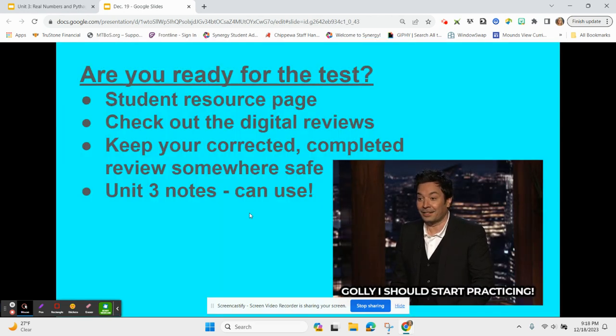So use your time safely. Are you ready for the test? You're going to complete your review. You're then going to go to the student resource page and you are going to correct that review. Keep it somewhere safe. And then also, when you are all finished, there are digital reviews in the student resource page. Please use them to get yourself all ready to roll.